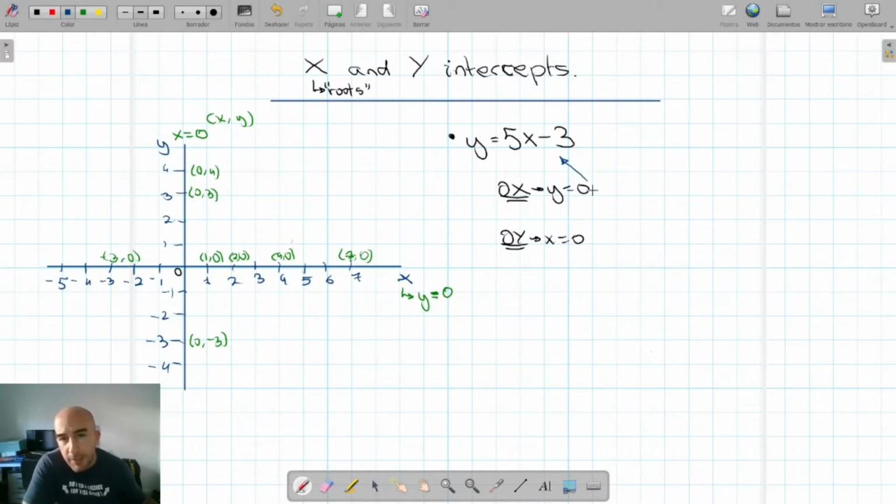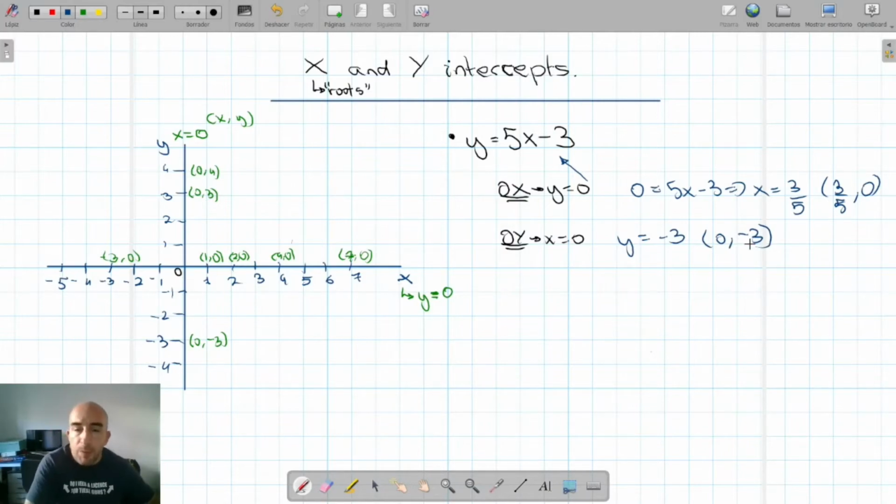So y equals 0 means 0 equals 5x minus 3, so x equals 3/5. The x-intercept is the point (3/5, 0). Now let's look at the y-axis. The y-axis is x equals 0, that's very easy, so y equals minus 3, and the point is (0, -3). Again, what we've done is write down each axis, write the equation of each axis, which is the other coordinate equals 0, and apply it as a condition on the equation.